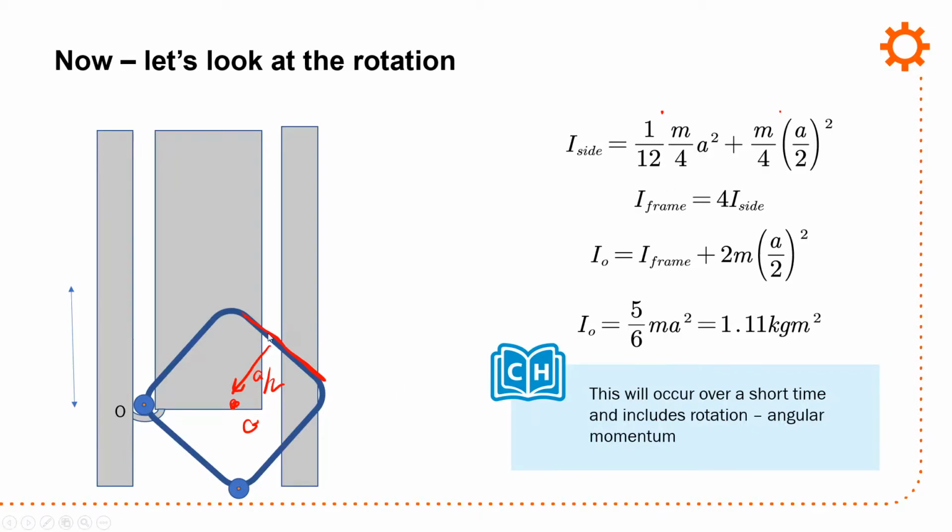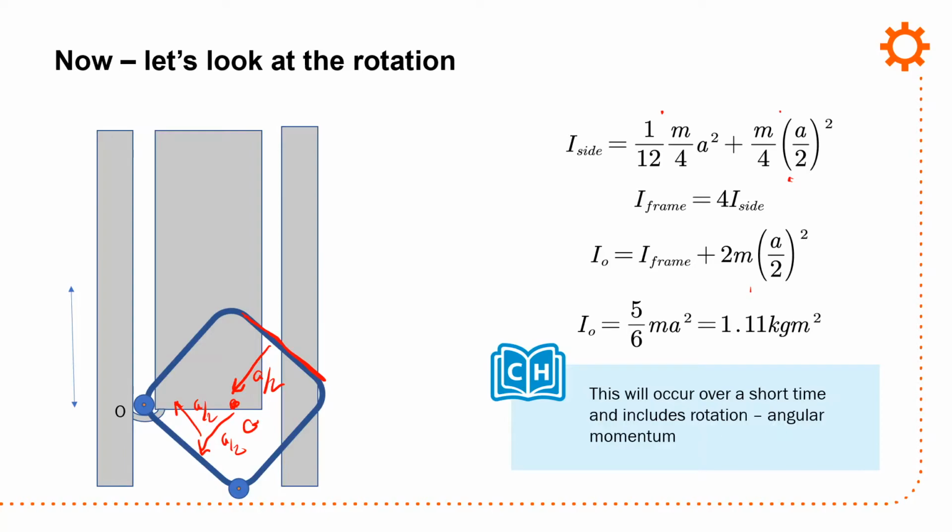Since it's 4 bars, that would be I frame equals 4 times I side. And so I about O is then going to be the distance that it takes to go from G, which is A over 2 again, and A over 2 again, to O. So I have 2 parallel axis theorems that I'm going to use, and I multiply by 4 to get all 4 bars. And I end up with 5/6 ma squared, or 1.11 kilogram meter squared.